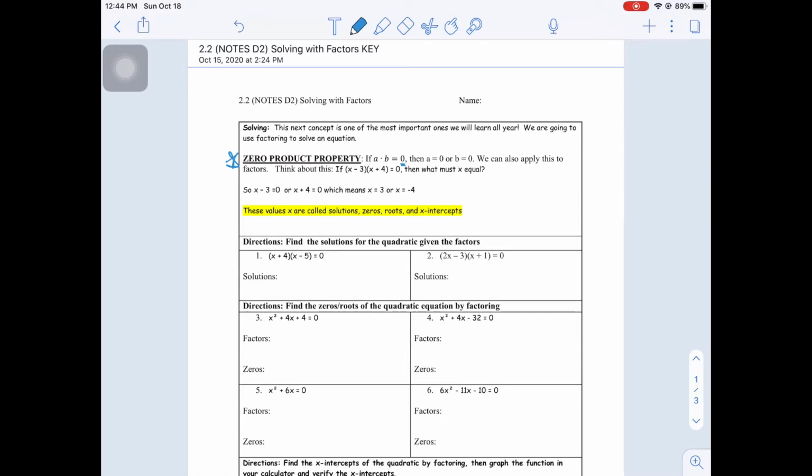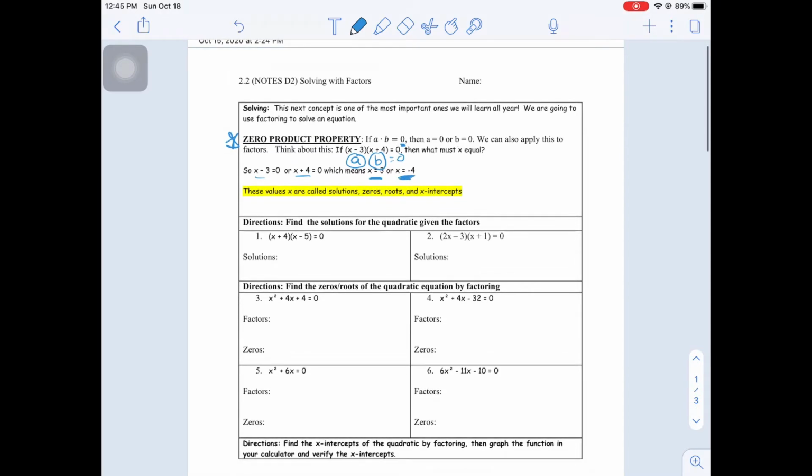Think about this. If x minus 3 times x plus 4 equals 0, then what must x equal? Okay, so we need to think of it like this. Our A is x minus 3, our B is x plus 4, and then it's equal to 0. So that means either A or B has to be equal to 0. So just like this, x minus 3 equals 0, x plus 4 equals 0. This tells us that x is equal to positive 3 or x is equal to negative 4.